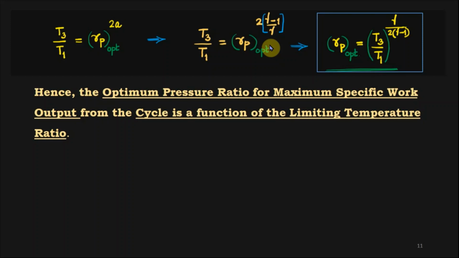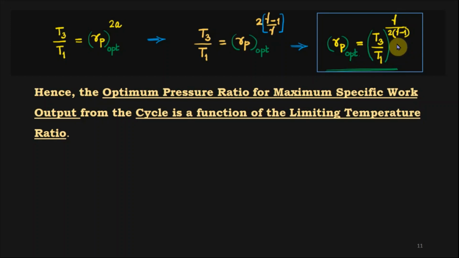We have to find out Rp optimum. Take the index to the other side. It will become the reciprocal of it. So Rp optimum is equal to T3 by T1 raised to gamma by 2 into gamma minus 1. See, gamma is a constant, that is a ratio of specific heats. Gamma is equal to Cp by Cv of the gas involved in the cycle.